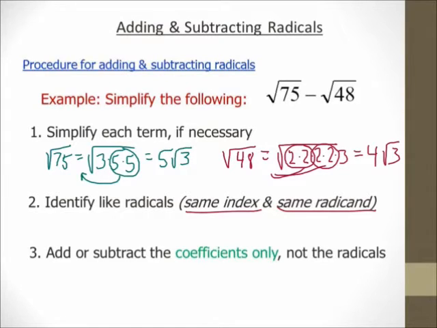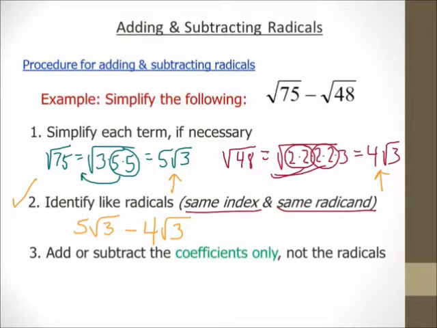So if I go up to the top here and I look at what I simplified to, 5 square root of 3 and 4 square root of 3, so I have 5 square root of 3 minus 4 square root of 3. I have the same index, they both have a 2. I have the same radicand, they both have a 3, so they are like radicals. So since they are like radicals, I can go to step number 3.